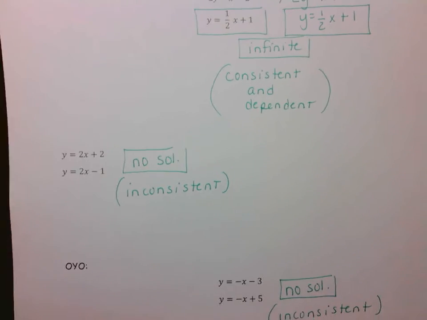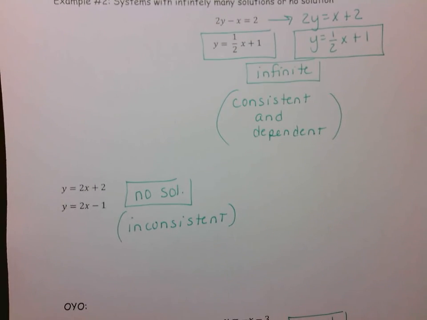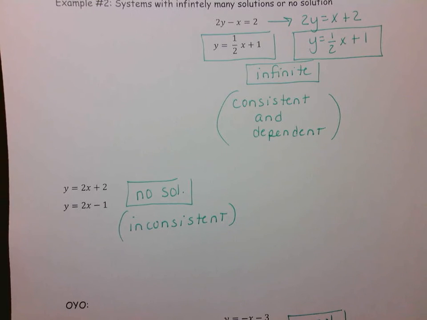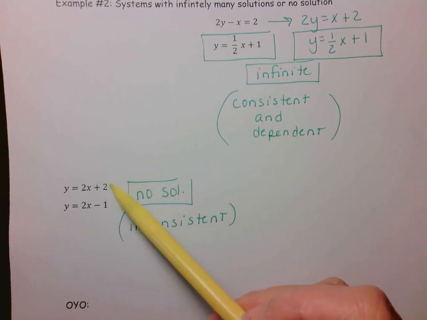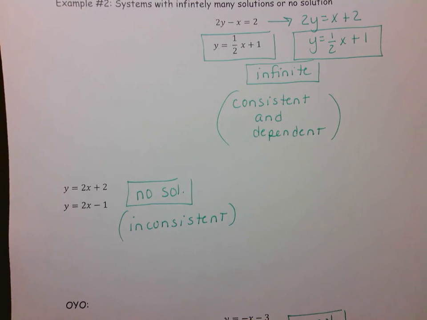So now look at this one. I can just look at these and compare them, and what do I notice? They have the same slope and different y-intercepts. Whenever you have 2 lines that have the same slope and different y-intercepts, they are parallel lines. There's no solution, they will never intersect, and there's no x, y coordinate that will make both of these equations true. So we say that this is an inconsistent system.